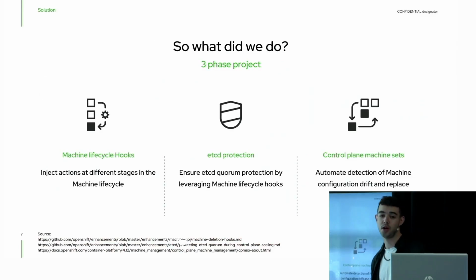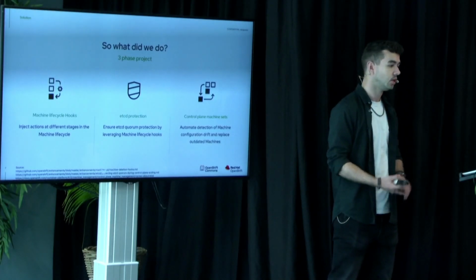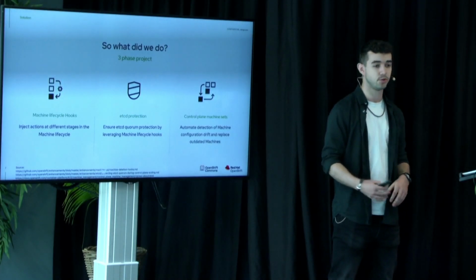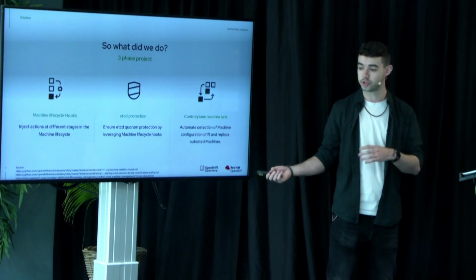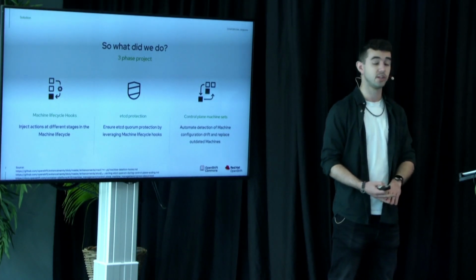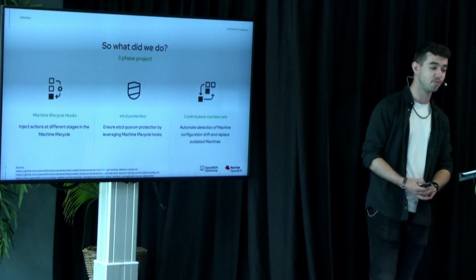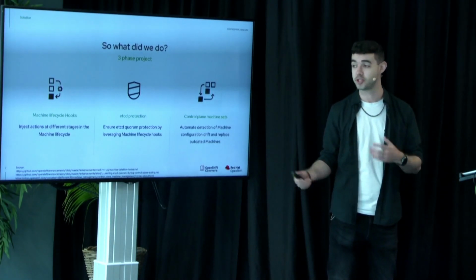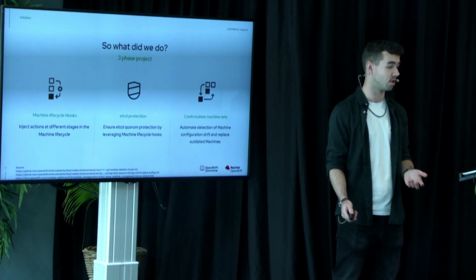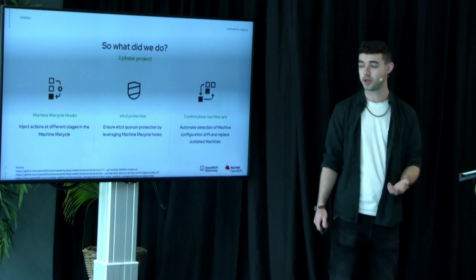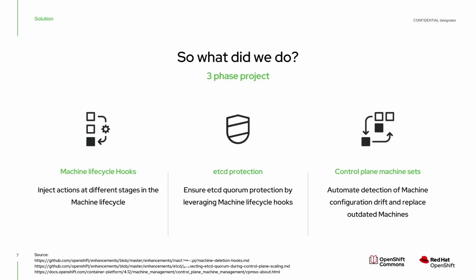So how do we do that? Well, we broke the project down into 3 phases, and we introduced 3 different features. One is machine lifecycle hooks, which allow you to inject different actions as you're deleting the machines. We then taught the etcd quorum operator how to use this feature to protect itself and make sure etcd is never disrupted. And then we built control plane machine sets to manage the machine layer.